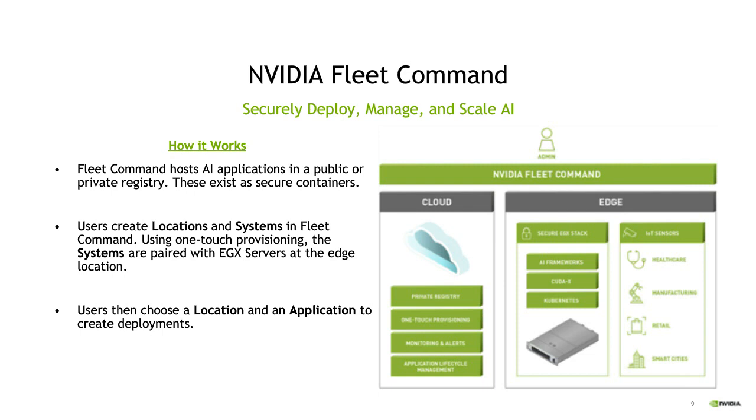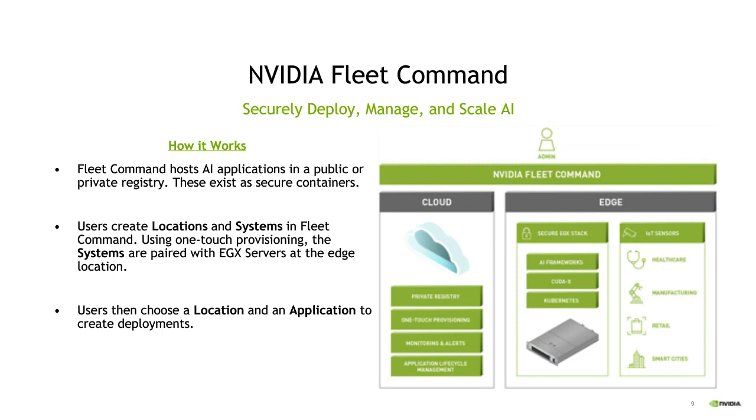So with Fleet Command, users create locations and systems in Fleet Command. And then using one-touch provisioning, the systems that you've created in Fleet Command are paired with EGX servers that exist at the edge location. So now in your Fleet Command console, you have the systems that you've set up, and those are paired to physical systems that exist across your entire edge infrastructure. So it could be dozens or hundreds of systems that you set up.